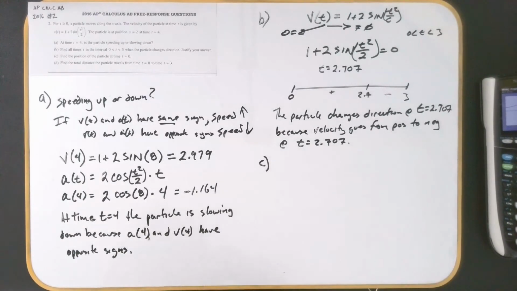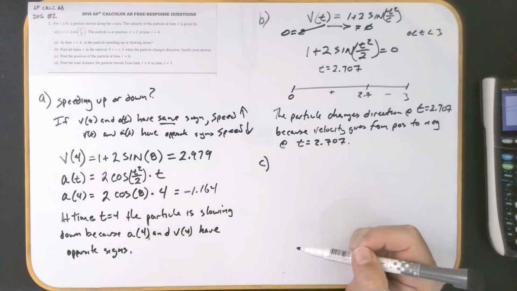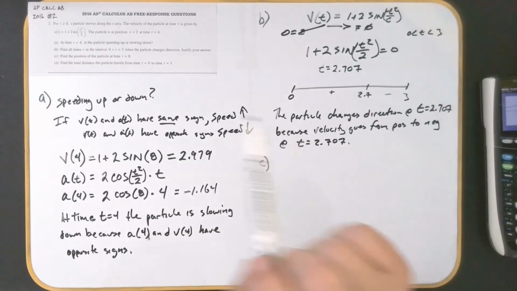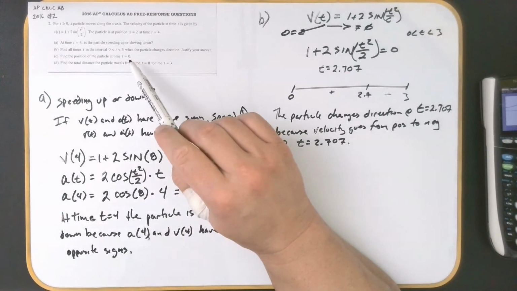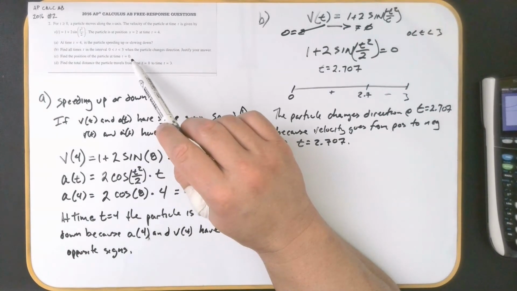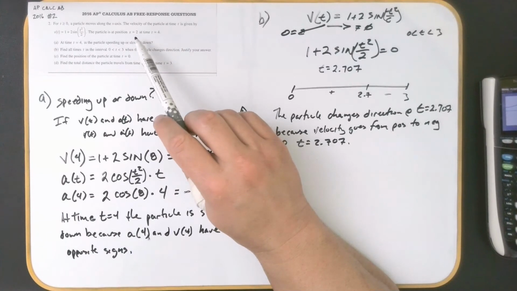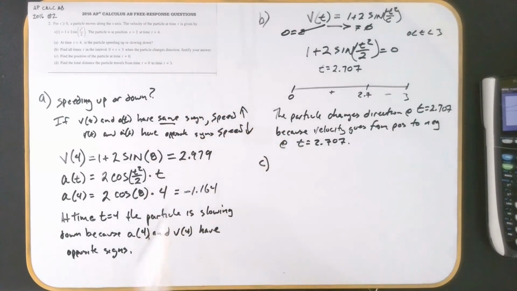Okay, let's move on to part C. Part C says find the position of the particle at time equals 0. It's a little unusual. Usually you're given that, but on this one they want to know that. So the hint here is if they want position at time equals 0, we're going to use the position statement they did tell us. So if you remember, at t equals 4, we know it's 2. And so they want to know t equals 0.